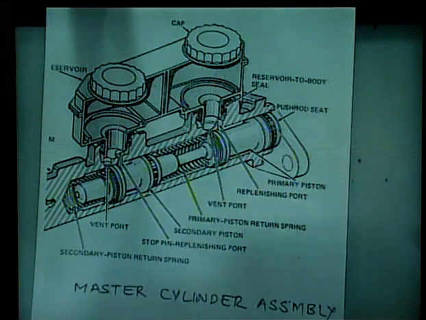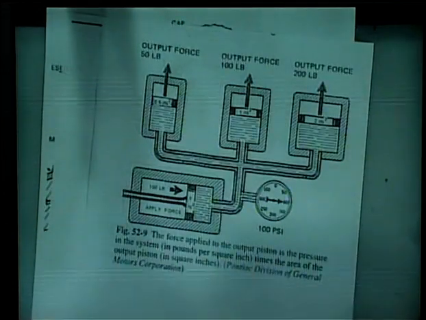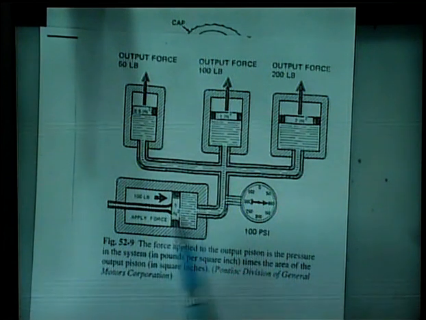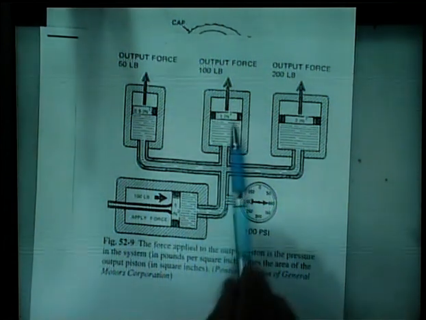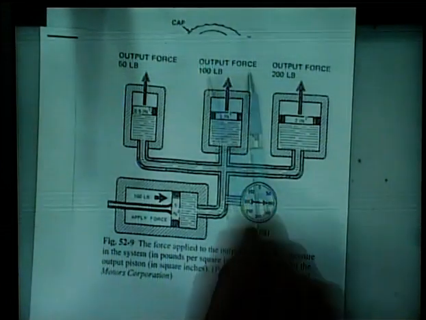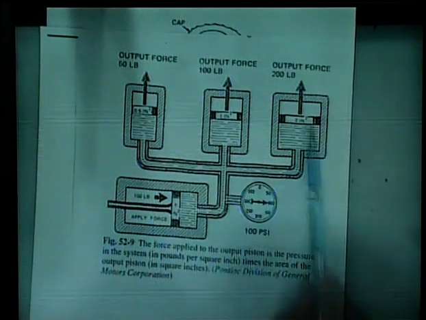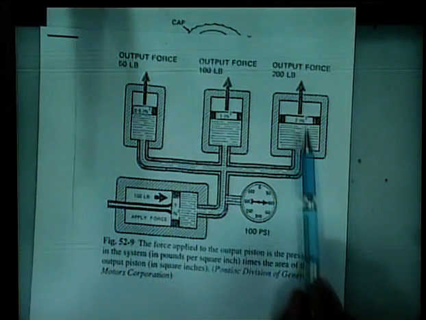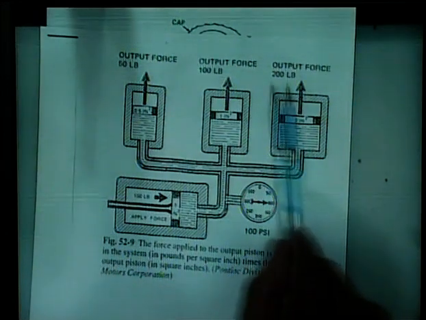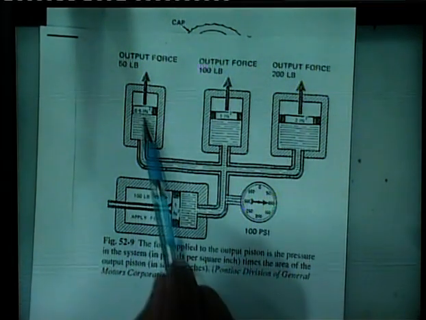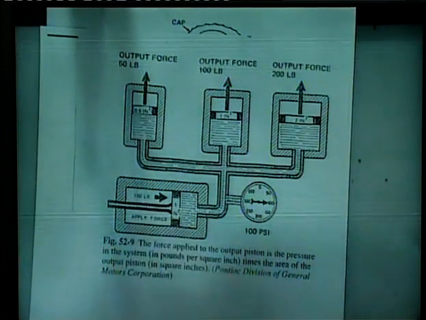As I told you earlier, this is a master cylinder which has a 1 square inch area, and if the wheel cylinder has the same 1 square inch area, the same output will be received, that is 100 pounds and 100 pounds. If the area is increased, in this case 2 square inches, the output will be doubled, that is 200 pounds, and if the area is reduced to half, 1 inch to half inch, the output would be reduced to half.